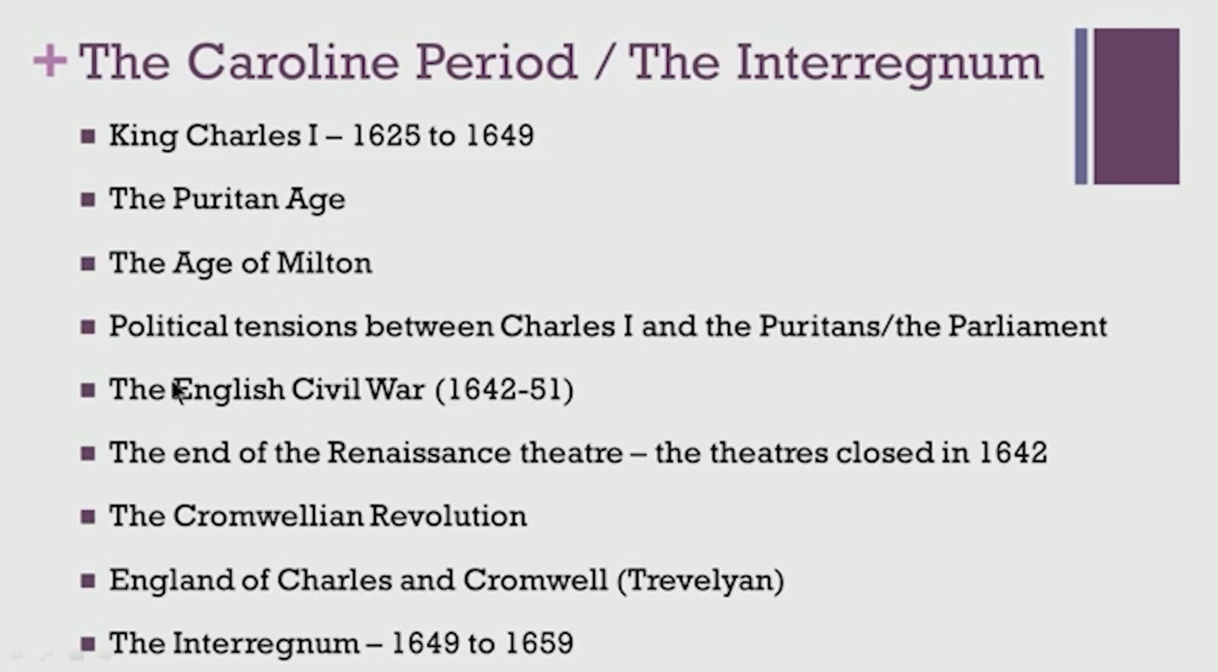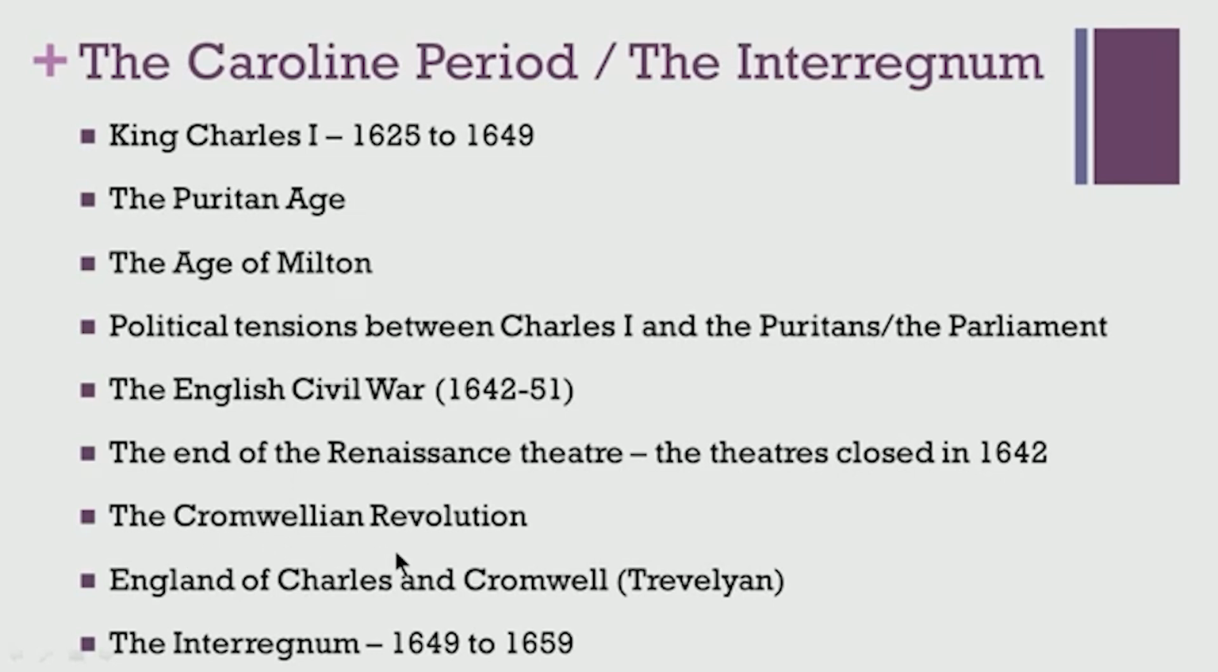And this age was dominated by the political tensions between King Charles I and the Puritans, who also comprised the Parliament. This was also the period of the English Civil War, which lasted from 1642 to 51. And around this period, we also see the end of Renaissance theatre, and this marked the death knell of Elizabethan and Jacobean theatre. The theatres were closed in 1642 with the beginning of the Civil War.